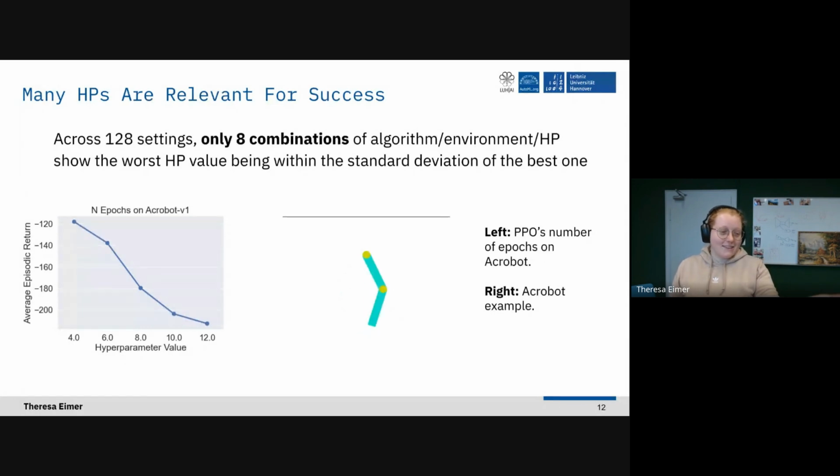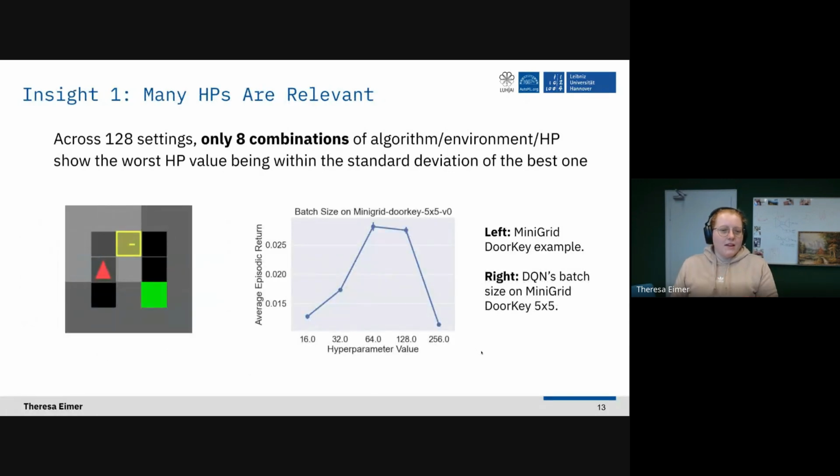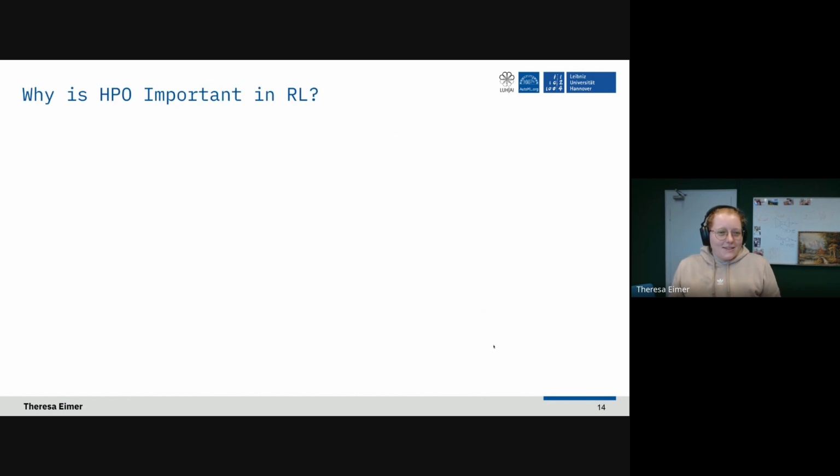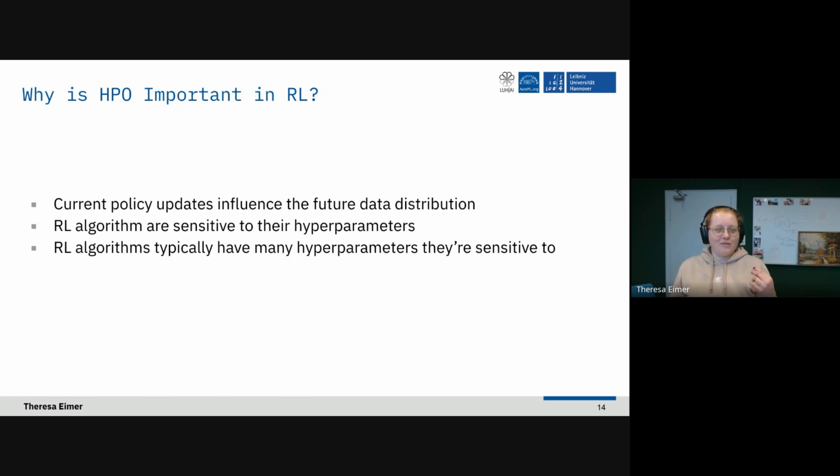What we saw more often is things like this, where the number of epochs for PPO on Acrobot is actually, in my opinion, more important than I would have guessed. And we can observe the same thing on things like MiniGrid, where, for example, the batch size really surprised us, that the batch size is such an important hyperparameter here, which, of course, we've then seen confirmed. I think there was a paper at last NeurIPS that studied the batch size here as a hyperparameter a bit more. So that's really important, right? So we have hyperparameters that our algorithms are sensitive to, but also they're sensitive to most of them in some setting.